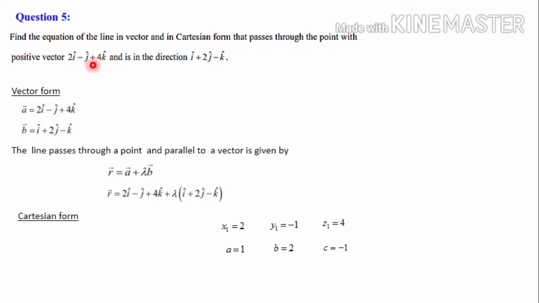The position vector is given, from there you have to write 2, minus 1, 4, and the direction ratios are a1, b1, c1. Sorry, here a, b, c is enough because there is only one line. So a, b and c, 1, 2 and minus 1, you will get from the parallel vector. So x minus x1 by a equal to y minus y1 by b equal to z minus z1 by c. Just substitute it. x minus x1 is x minus 2, then y1 is minus 1, so these two minuses together make a plus, that is y plus 1 by 2. Then z minus z1 is z minus 4 by c, which is minus 1. So this is the Cartesian form of the given question.